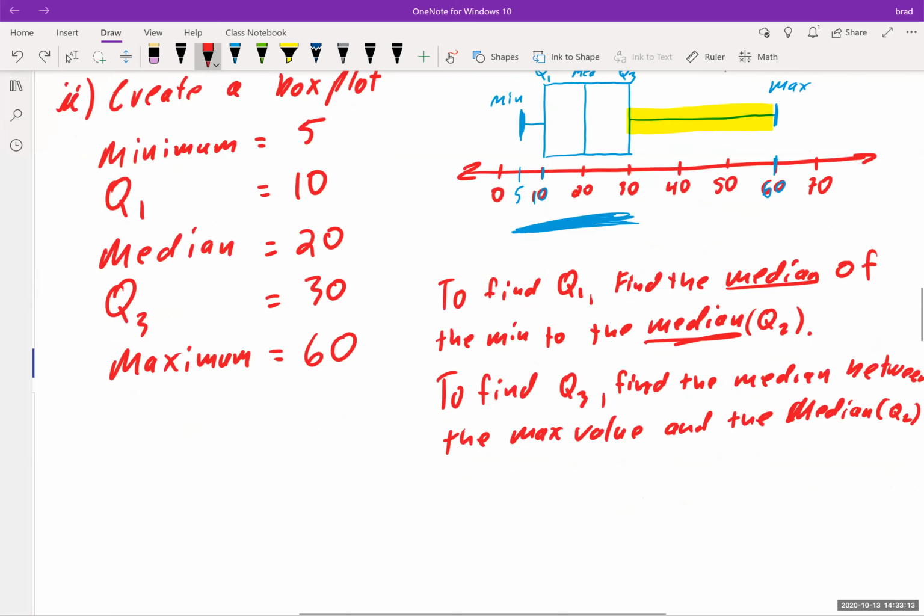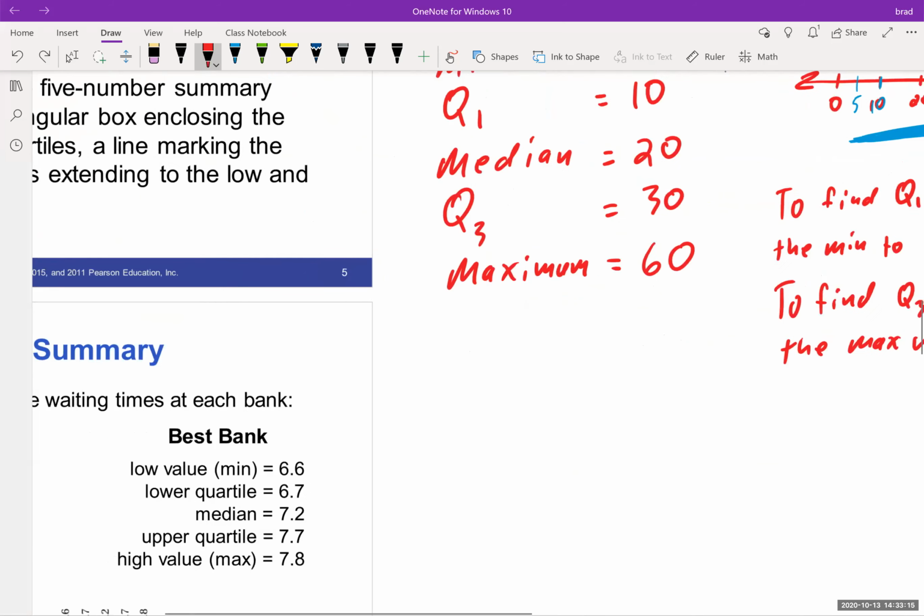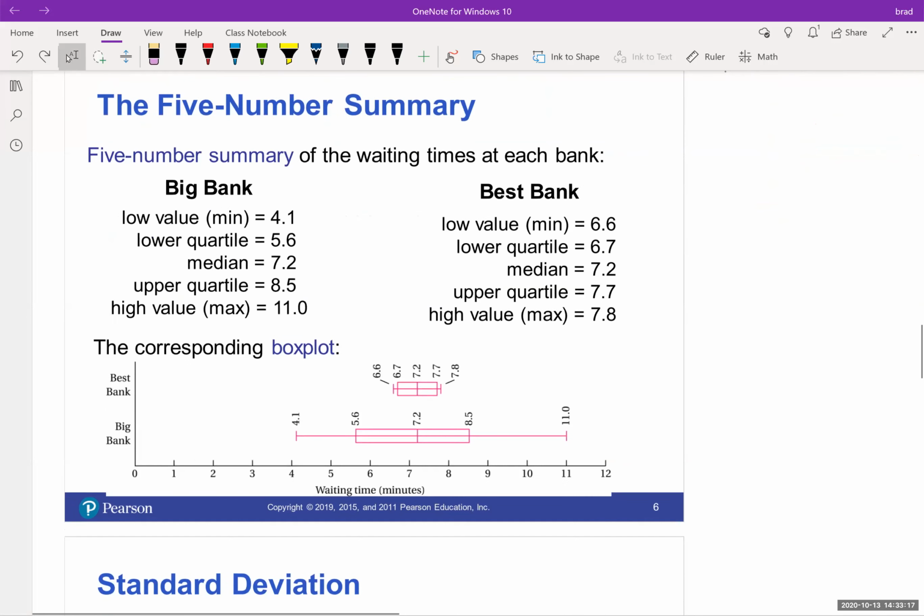So let's go back over here to the notes. Here you see the 5-number summary of waiting times at each bank. For Big Bank, 4.1 is the minimum value. Quartile 1 is 5.6. The median wait time is 7.2. Quartile 3 is 8.5. And then the maximum wait time is 11.